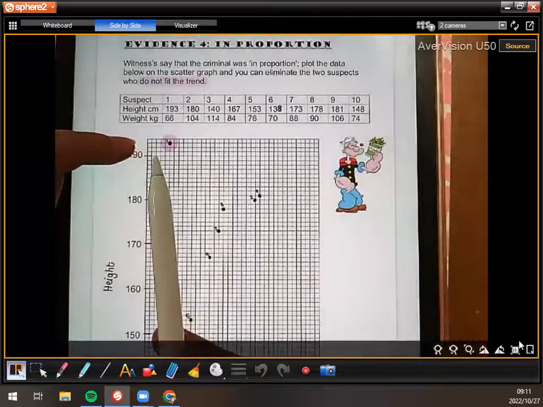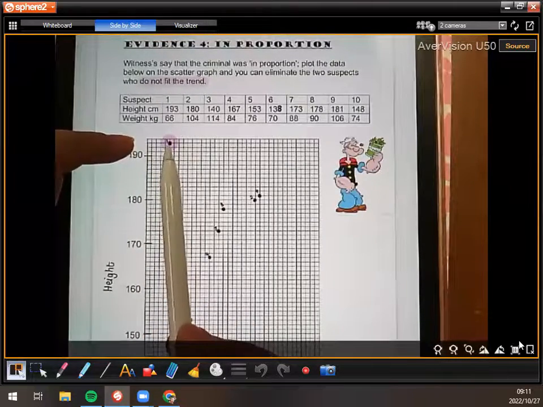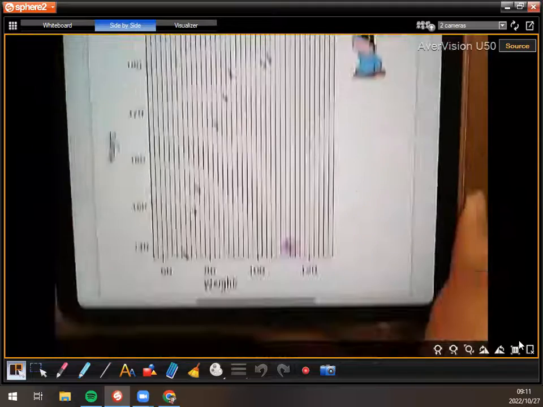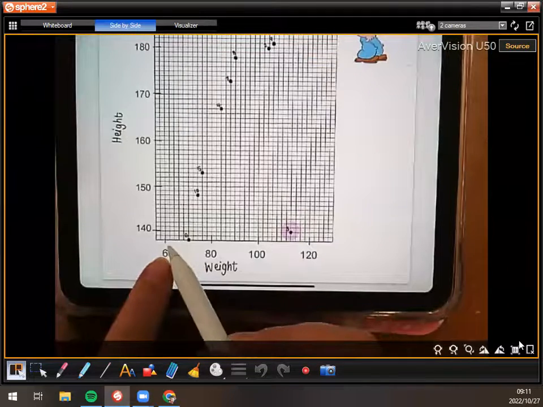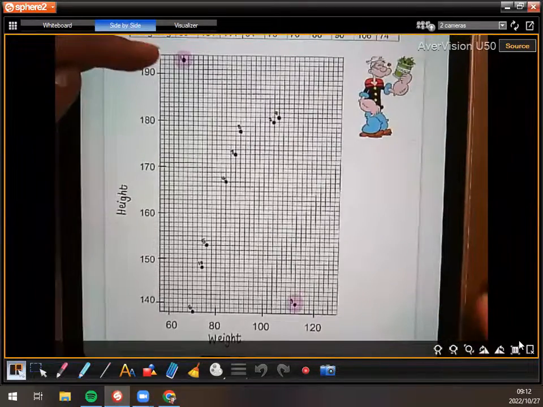193 centimeters and a weight of 66 kilograms. So on your x-axis, you have to go 2, 4, 6, and then go all the way up. Sorry, it's a bit difficult to see, but that is suspect 1. I just put the number of the suspect next to the points, because if we didn't do that, how would you know which ones were out?